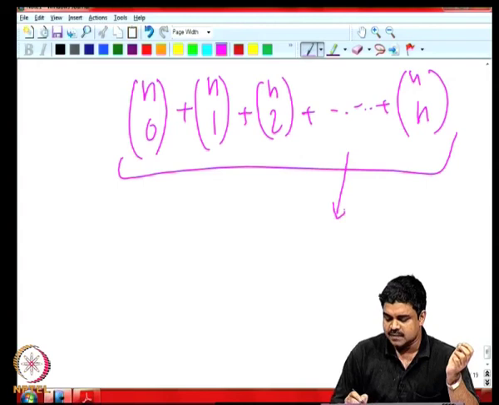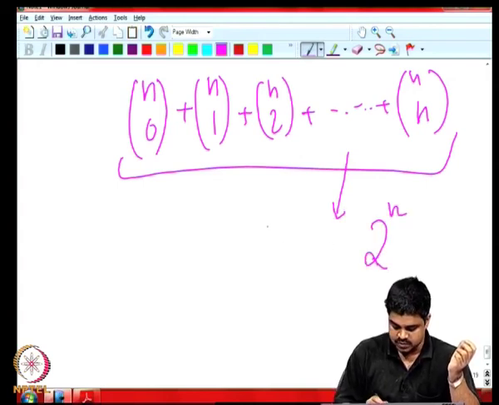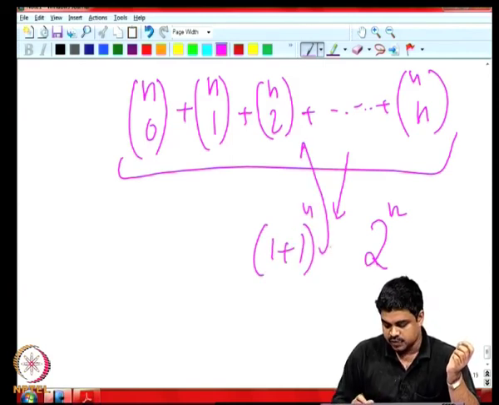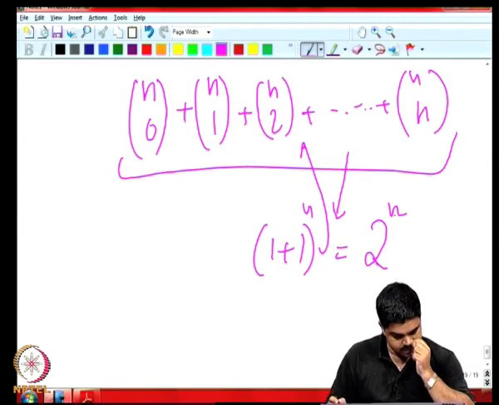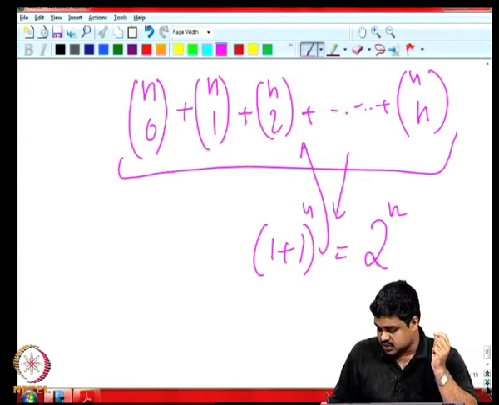And we have seen by the binomial theorem that this is actually 2 raised to n, because this will be the expansion of (1 plus 1) raised to n, which is 2 raised to n. Now we try another method.